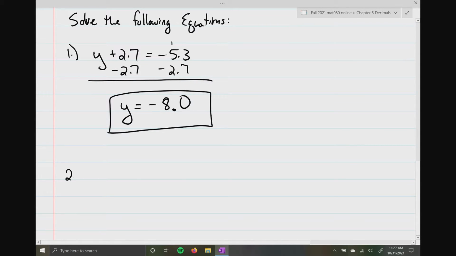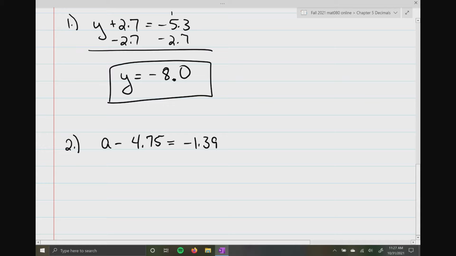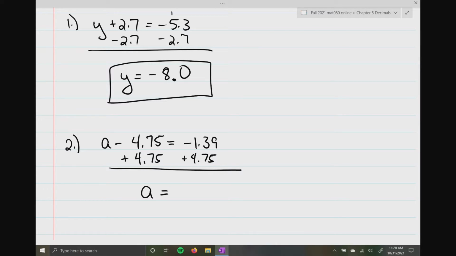Next problem. A minus 4.75 equals negative 1.39. So here we're going to use that addition property of equality. So we're going to add 4.75 to both sides. Okay, now this one is going to be a little bit tricky. On the left-hand side, you get A. But on the right-hand side, notice that the signs are opposite. So what I'm going to have to do is subtract, because I have opposite signs. So I write the larger number on top, the smaller number beneath, and I just subtract. And I keep the sign of the larger number.